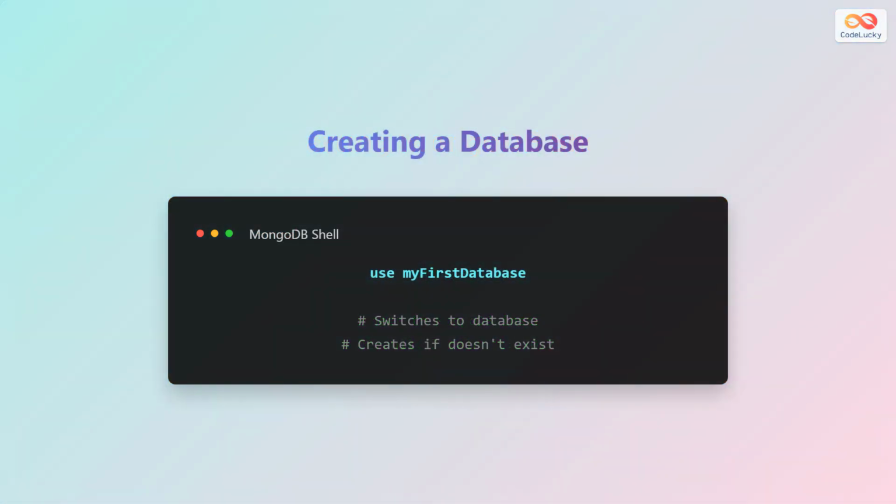To create a database in MongoDB, use the command use followed by the desired database name. For example, to create a database named MyFirstDatabase, type use MyFirstDatabase in the MongoDB shell and press enter. If the database doesn't exist, MongoDB will create it for you. If it already exists, MongoDB will switch to that particular database.